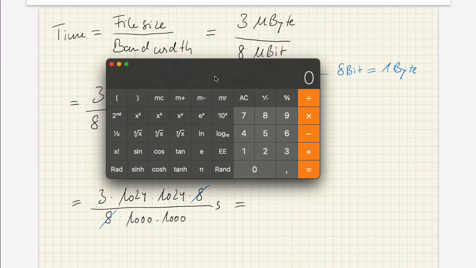If I simply enter 3 times 1024 times 1024 divided by 1000, one more 1000, then we end up with 3.14 or roughly 3.15 seconds. I hope the way we have done this exercise is clear.